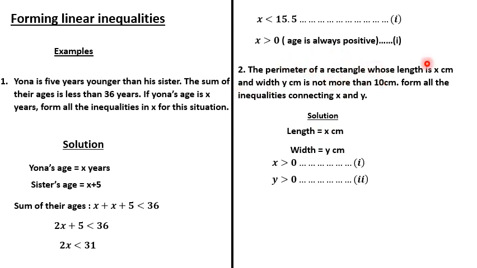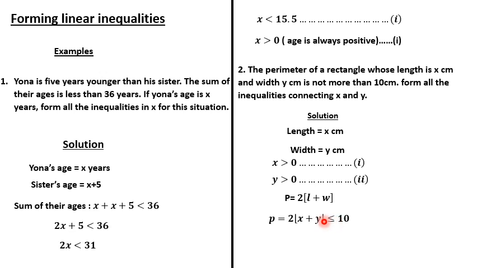Then the third inequality that we can form is that the perimeter of the rectangle is not more than 10 centimeters. The perimeter of a rectangle is always given by 2 into length plus width, and then we can substitute length to be equal to x and width to be equal to y. So perimeter is equal to 2 into x plus y, and that must be less than or equal to 10 centimeters, because we are told that the perimeter is not more than 10 centimeters. That is either less than or equal to 10 centimeters.